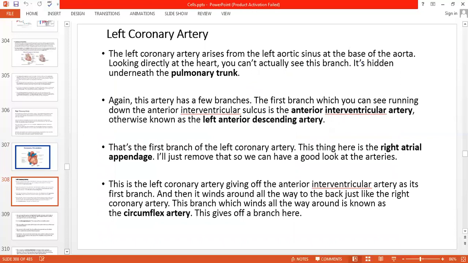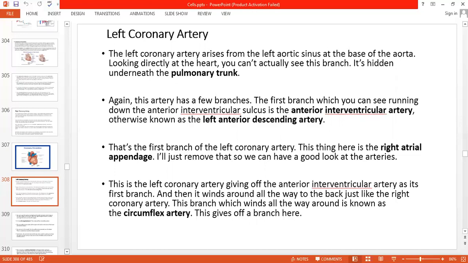Then we have got the left coronary artery. The left coronary artery arises from the left aortic sinus at the base of the aorta. Looking directly at the heart, you can actually see this branch. It's hidden underneath the pulmonary trunk. Again, this artery has a few branches. The first branch, which you can see running down the anterior interventricular sulcus, is the anterior interventricular artery, otherwise known as the left anterior descending artery. That's the first branch of the coronary artery.